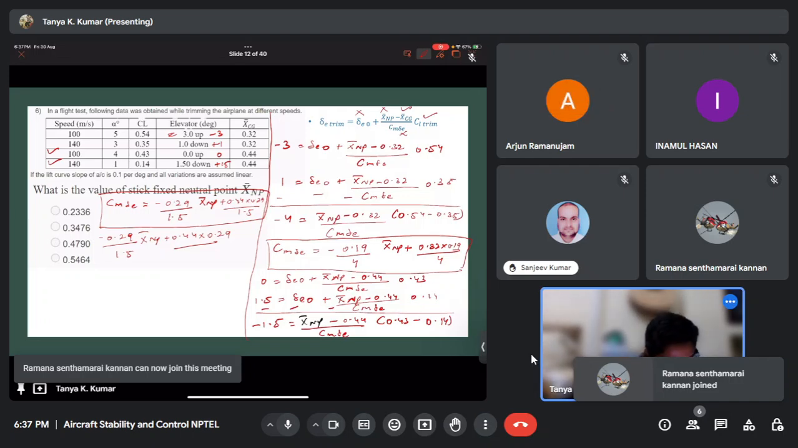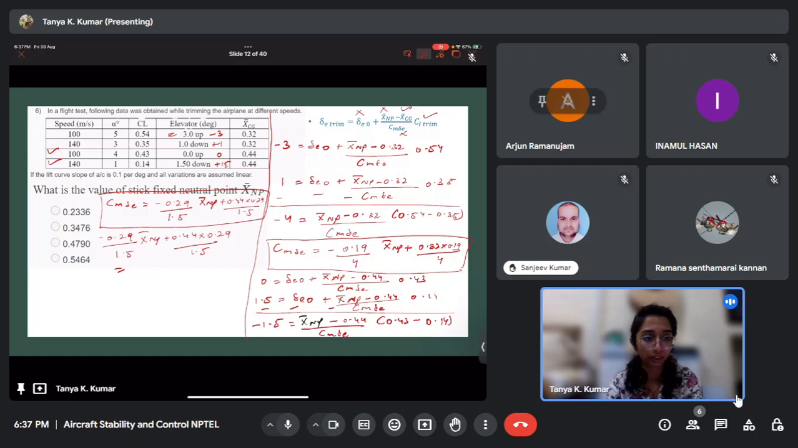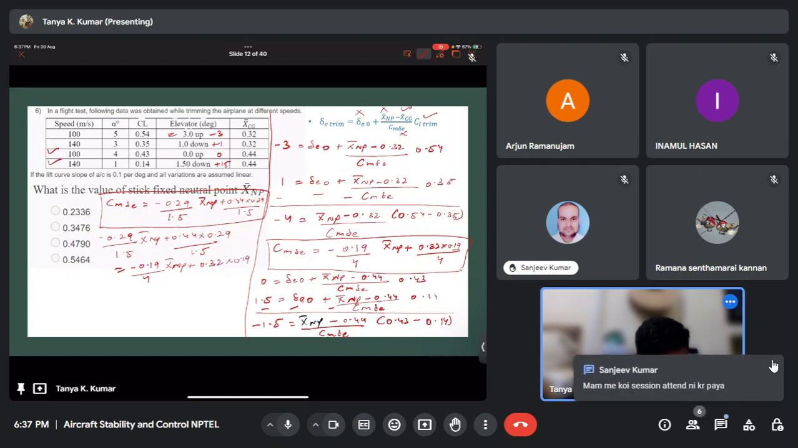Let's proceed. So it's 1.5 equated to the first Cm delta E equation that we have seen. It's minus 0.19 by 4 x bar NP plus 0.32 by 4.